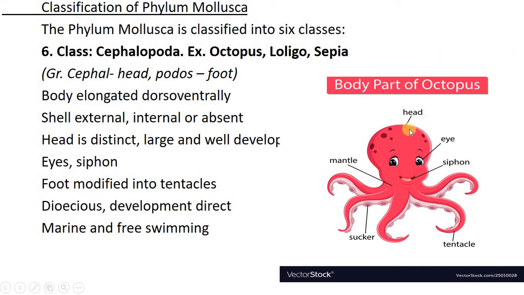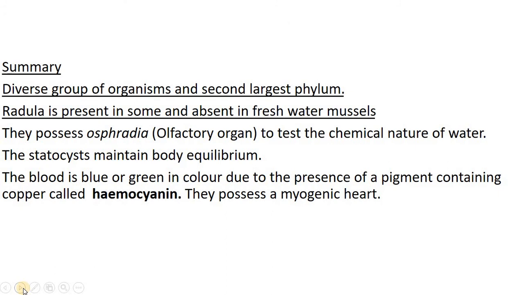So that's what we talk about the body parts of the octopus. The head is there, eyes are there, siphon is there, and tentacles, the suckers. There is a mantle. So these are some of the features of the class Cephalopoda. Next, summarily, a diverse group of organisms, the second largest phylum, next after the phylum Arthropoda.